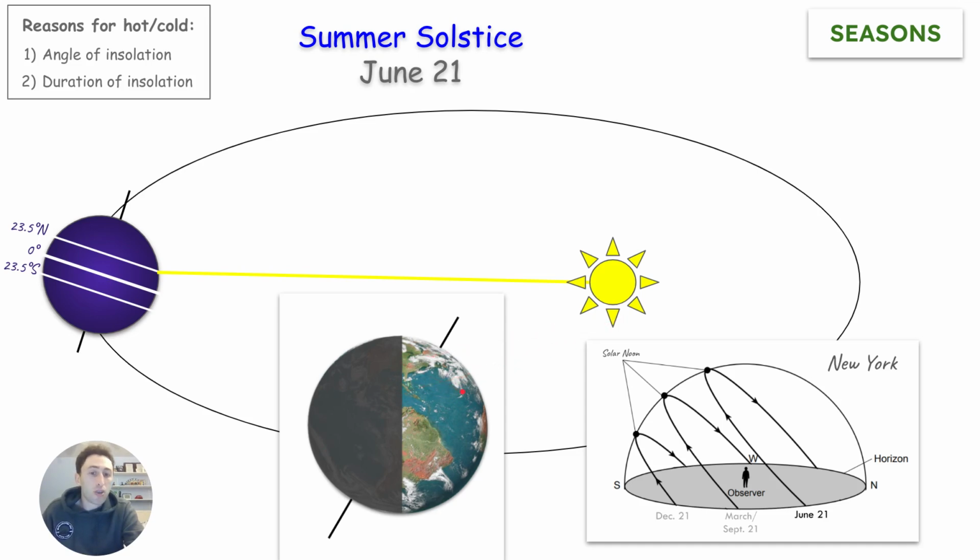And since we're facing towards the sun, it will rise much higher in our daytime sky. It will rise north of due east and set north of due west. It's going to go much higher in our daytime sky during the summer solstice.